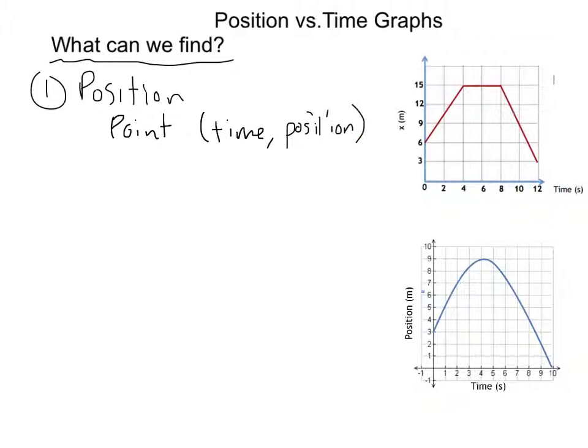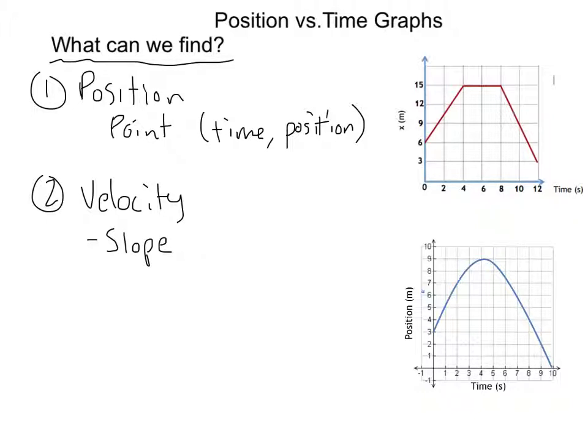The next piece that we can find from a position versus time graph is velocity. The slope is what tells us the velocity, because velocity is a change in position over a change in time, or a change in y over a change in x. Again, position, time.